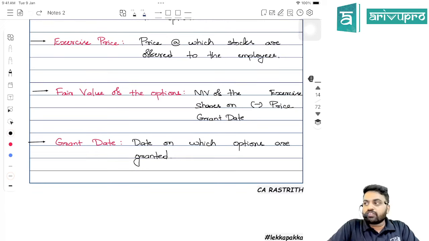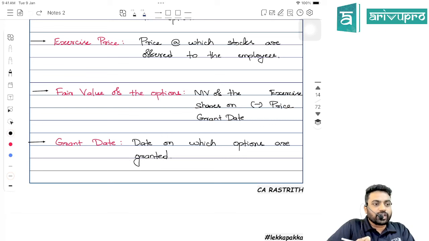Exercise price is the price at which stocks are offered to the employees. And fair value of the option means the exact value of the option that we are giving to our employees. That is market value on the date of grant minus the exercise price, right? You will get fair value, which means your expense.